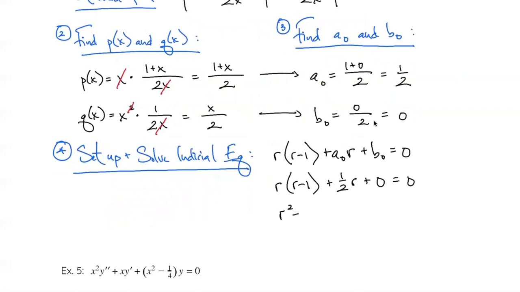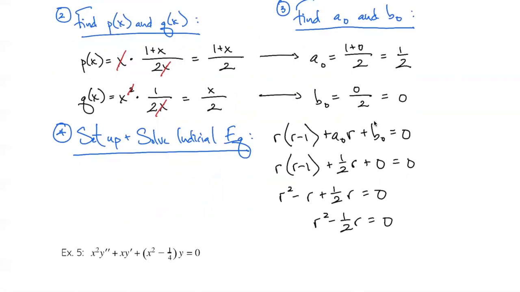We get r squared minus r plus 1/2 r equals 0. This gives me r squared minus 1/2 r equals 0. Please do not use the quadratic formula for that, okay? We need to know how to factor things like this. This should be in our factoring wheelhouse for sure. r times r minus 1/2 equals 0. And so we get 2 roots, and I'm going to write them over to the left just because I ran out of room over there. We have r equals 0 or r equals 1/2.